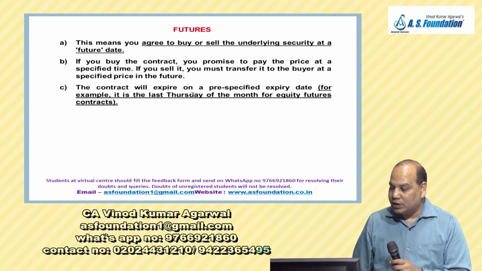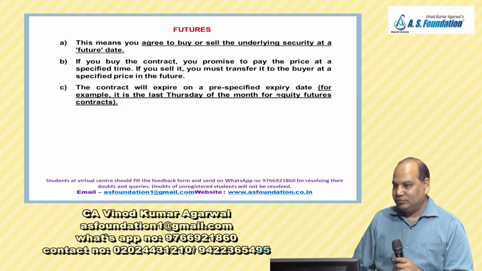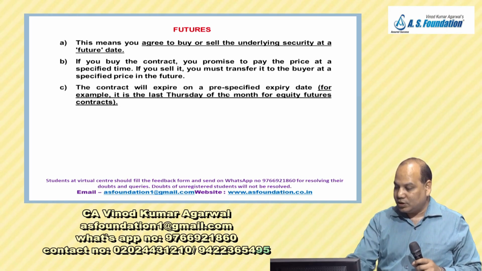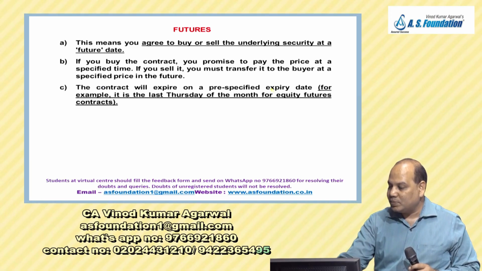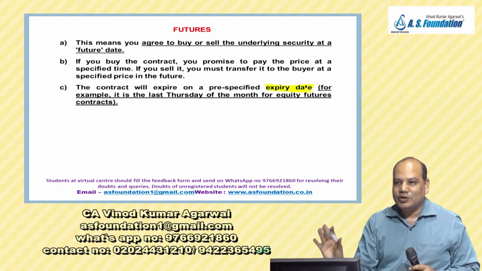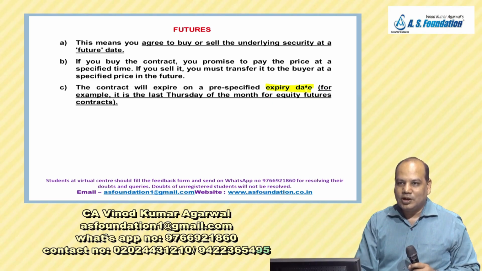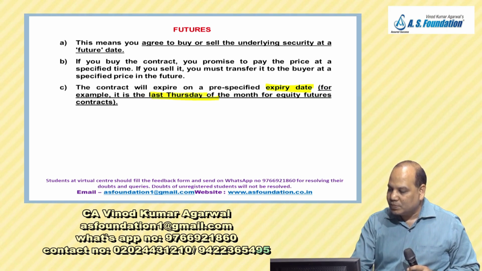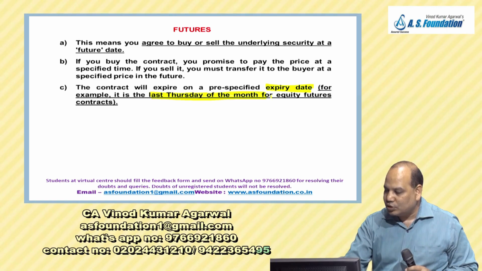The contract will expire on a pre-specified expiry date. That is one advantage or disadvantage, whatever, that futures and options come with an expiry date. On that day, that future will expire and whatever is your gain or loss will be calculated and handed over to you. Okay. In India, futures and options expire on the last Thursday of the month.